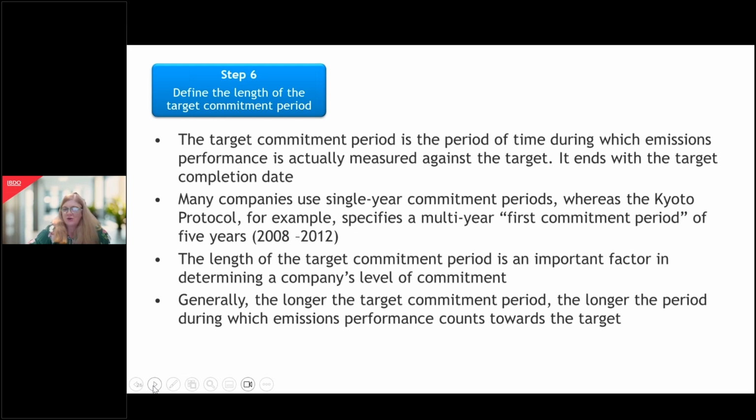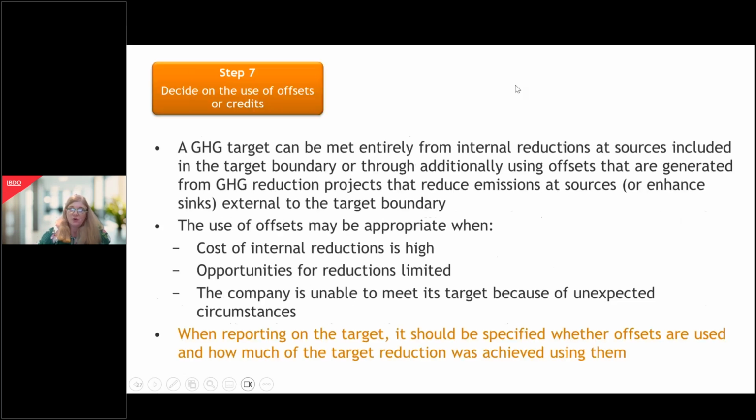But the length of that target commitment period does give us an indication of the entity's level of commitment. Usually the longer the target commitment period, the longer the period during which emission performance counts toward a target. I know at the moment a lot of entities have fairly short periods for targets around scope 1 and 2, and then for targets around scope 3, a longer commitment period. Often because we need some time to be able to collaborate with suppliers and customers, and for all of this to flow through the economy, and also for technology and innovation to catch up.